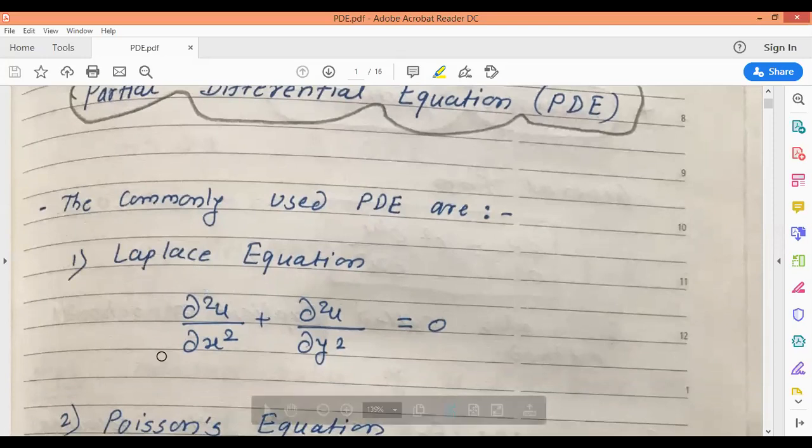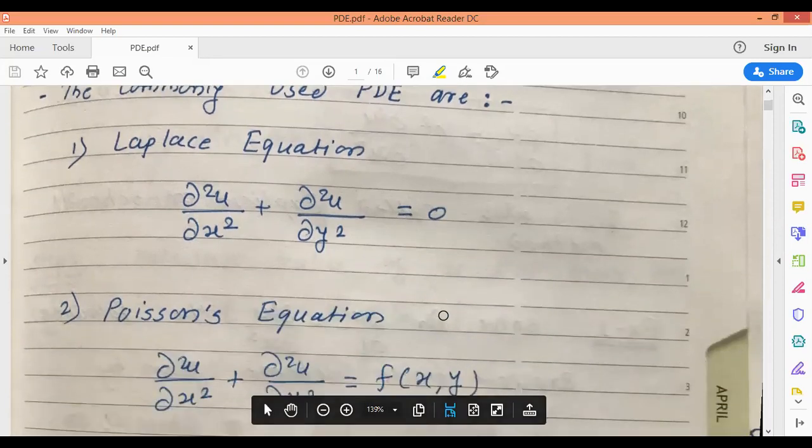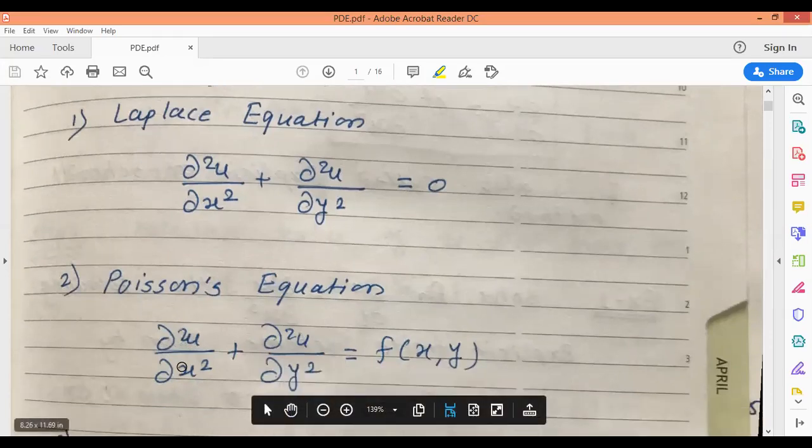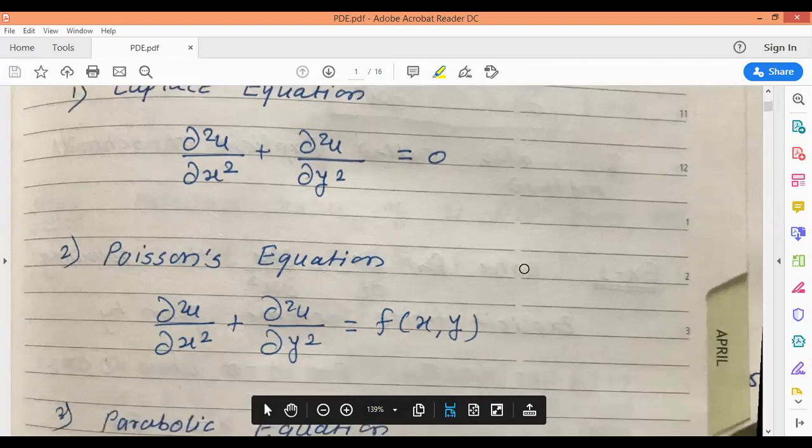The generalized form of the Laplace equation is d square u upon dx square plus d square u upon dy square, which is equal to 0. In the case of Poisson's equation, d square u upon dx square plus d square u upon dy square equals a function f of x, y.